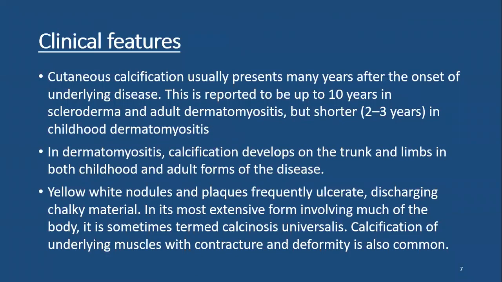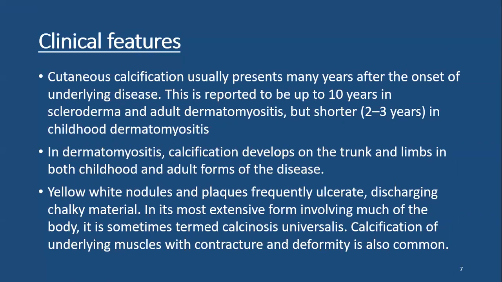The cutaneous calcification is present for many years after the onset of the underlying disease. This is reported to be up to 10 years in scleroderma and adult dermatomyositis, but the onset is shorter, after 2 to 3 years, in childhood dermatomyositis. In dermatomyositis, calcification mainly develops on the trunk and limbs in both childhood and adult forms.